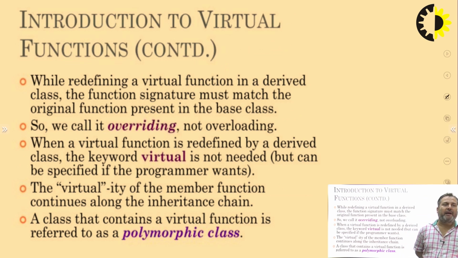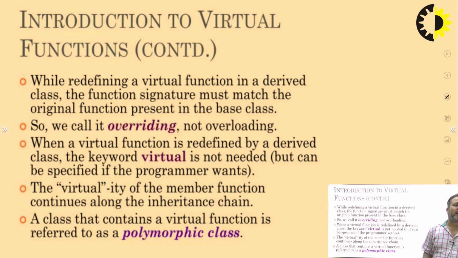Okay, so while redefining a virtual function in a derived class, the function signature must match the original function present in the base class. So we call it overriding, not overloading. When a virtual function is redefined by a derived class, the keyword virtual is not needed, right? Virtual would not be needed when it is used by the derived class. The virtual nature of the member continues along the inheritance chain.